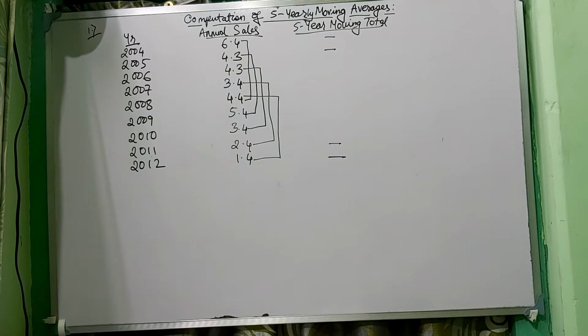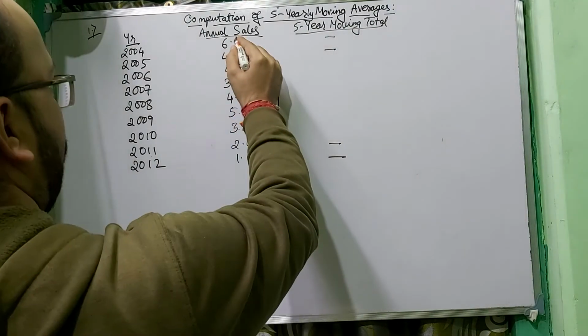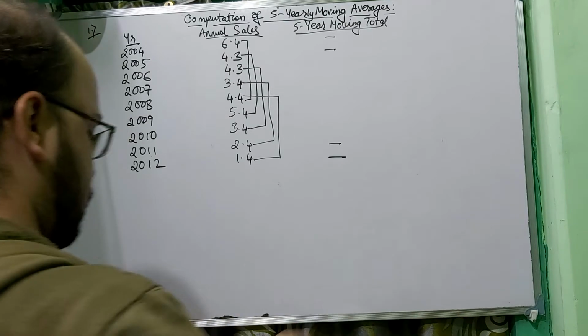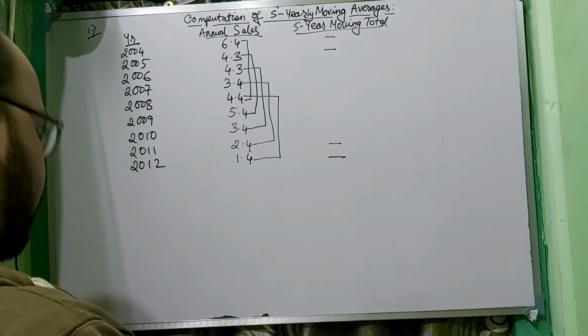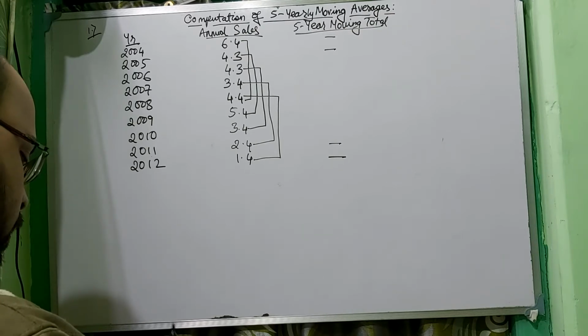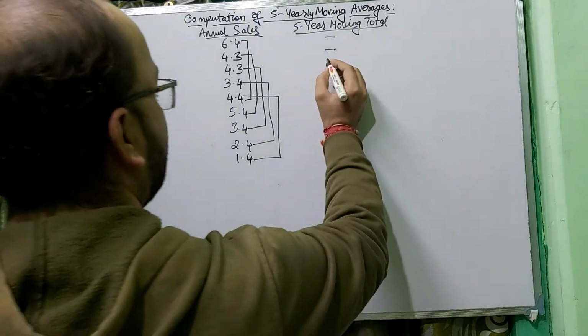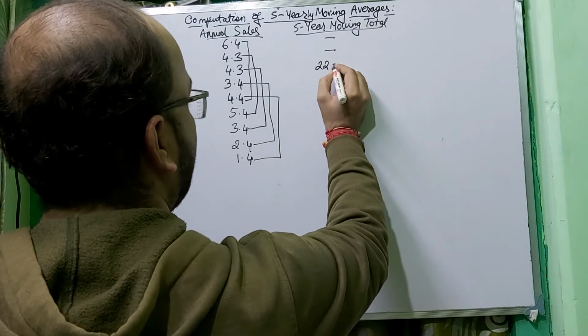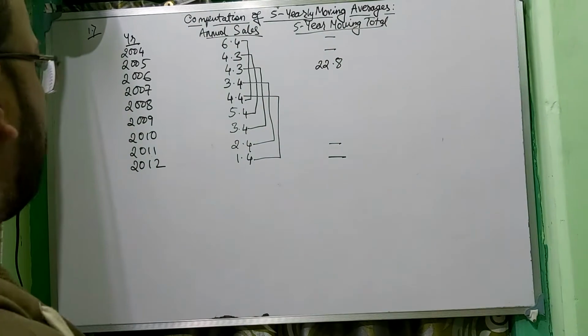If they ask you 5-year moving total, just remove the first 2 and the last 2 and then compute the totals of the first 5. Means 6.4 plus 4.3 plus 4.3 plus 3.4 plus 4.4, its total is 22.8. Put that in the third column.